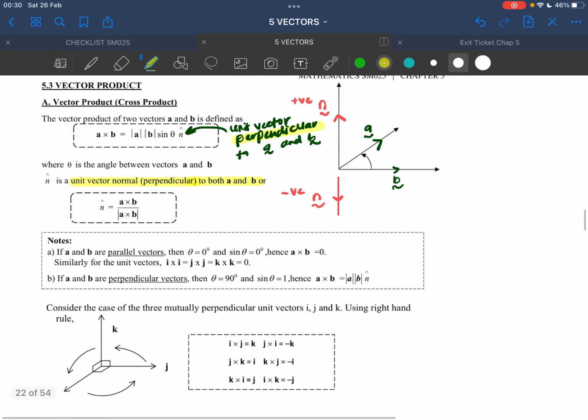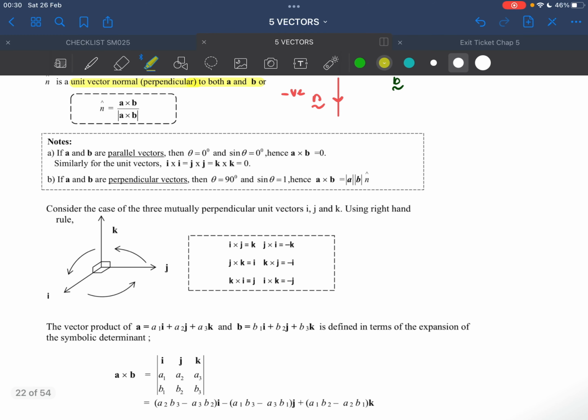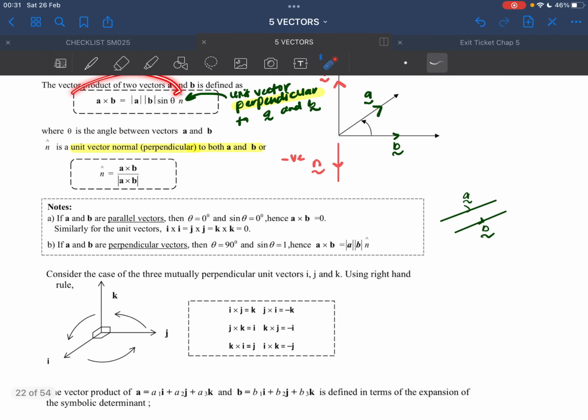Now, if A and B are parallel vectors, if we have A and B parallel, the angle is 0. Using this formula, you get sine 0, which equals 0. That's why we get A cross B equals 0.